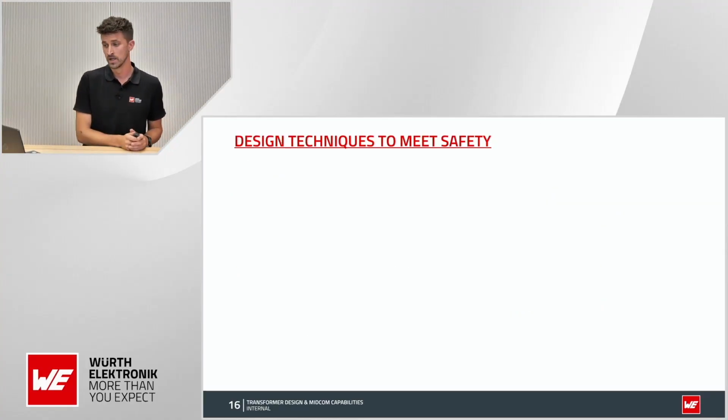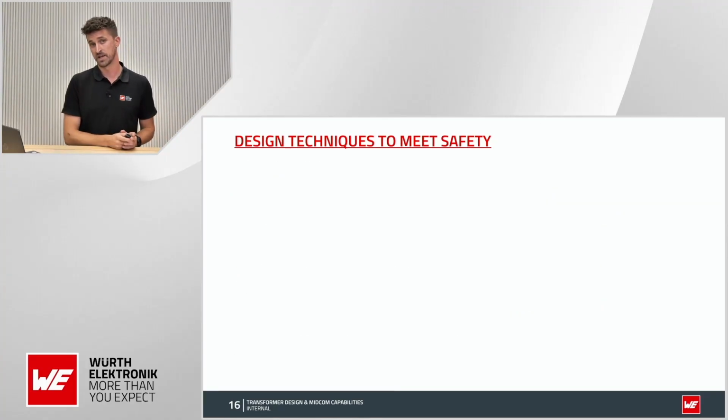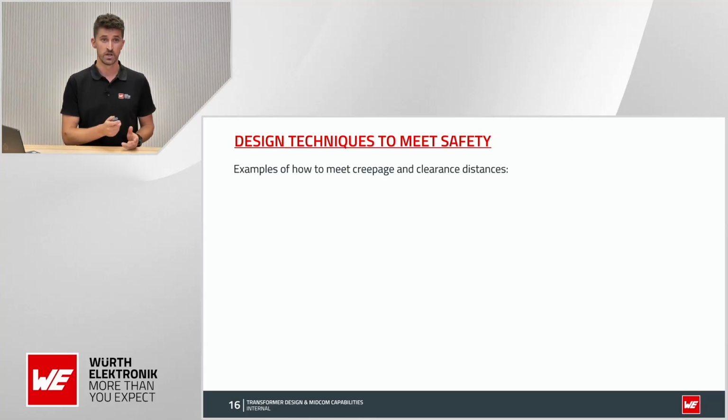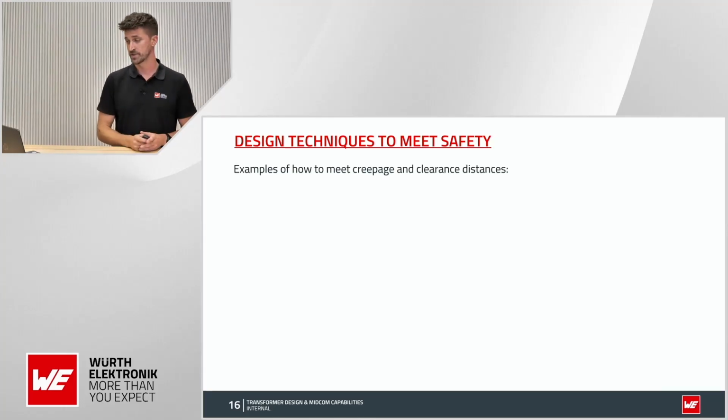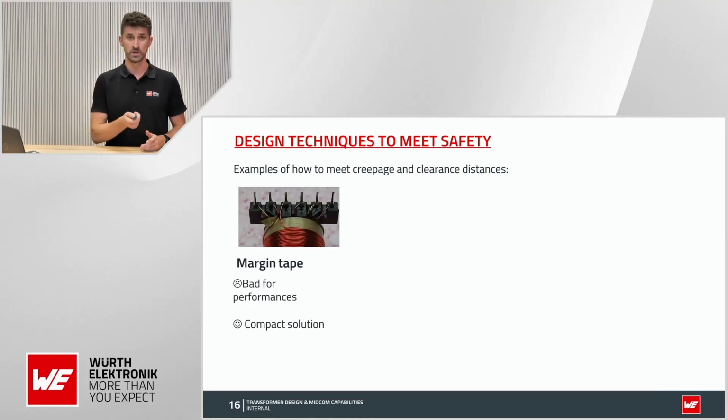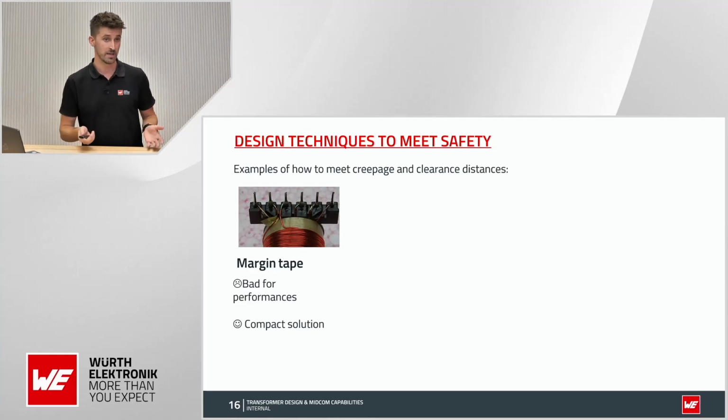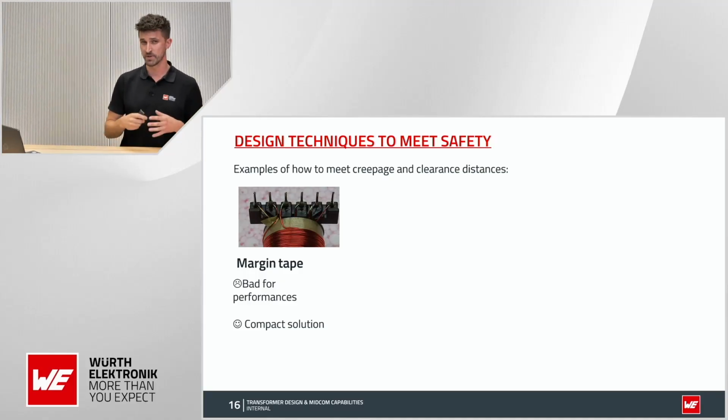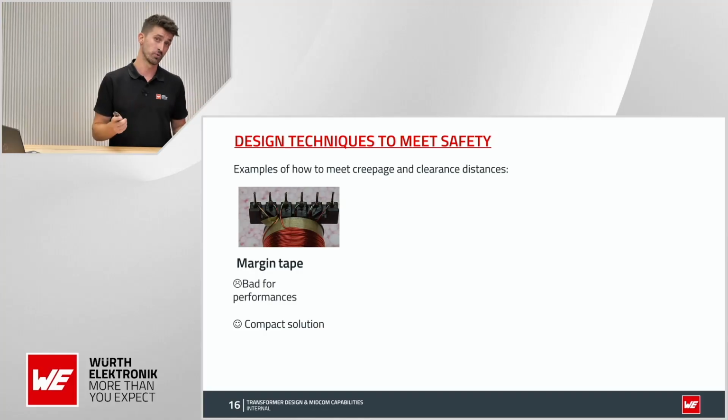Let's see together some design techniques to meet safety. I just summarize here 3 quick examples. In our first case, we can see that safety was achieved through the margin tape, which is the rubber tape placed in yellow between the windings and the pins. This tape is, let's say, bad for performance because it reduces the space available for the windings, but it is a compact solution because it will not affect the outside dimension of the part.